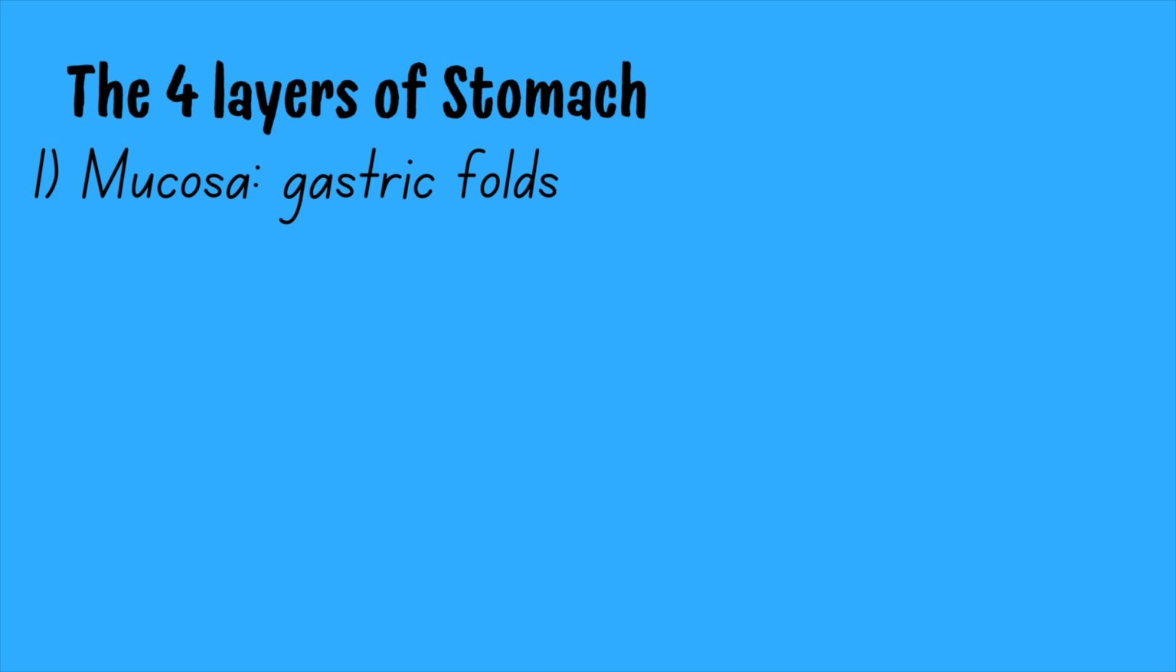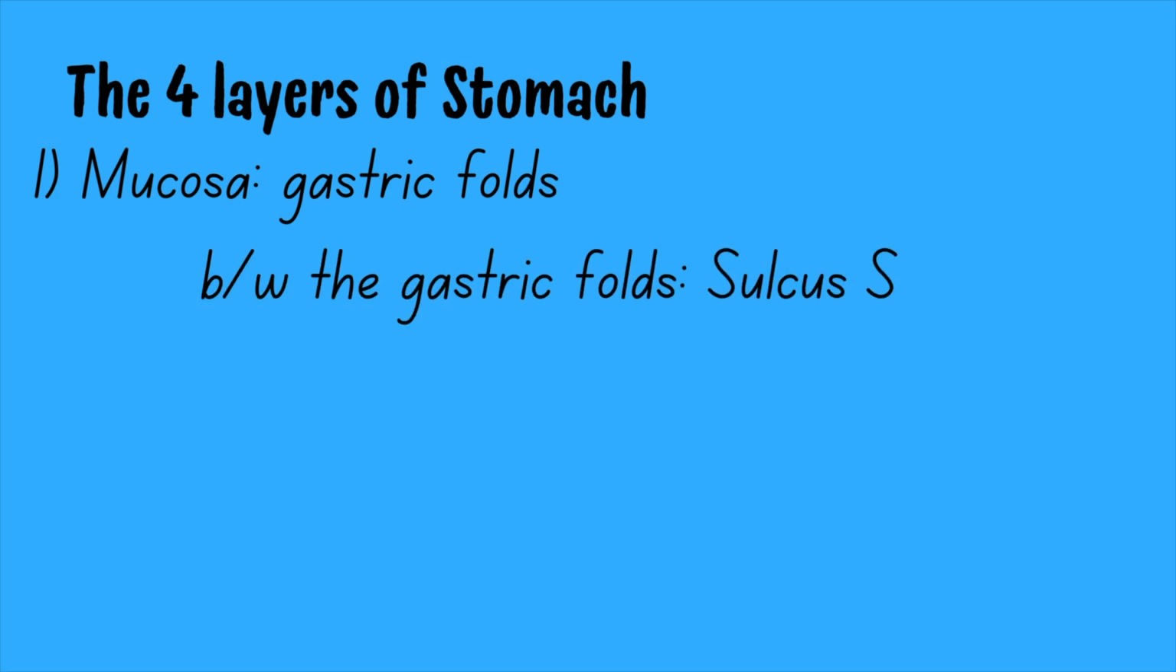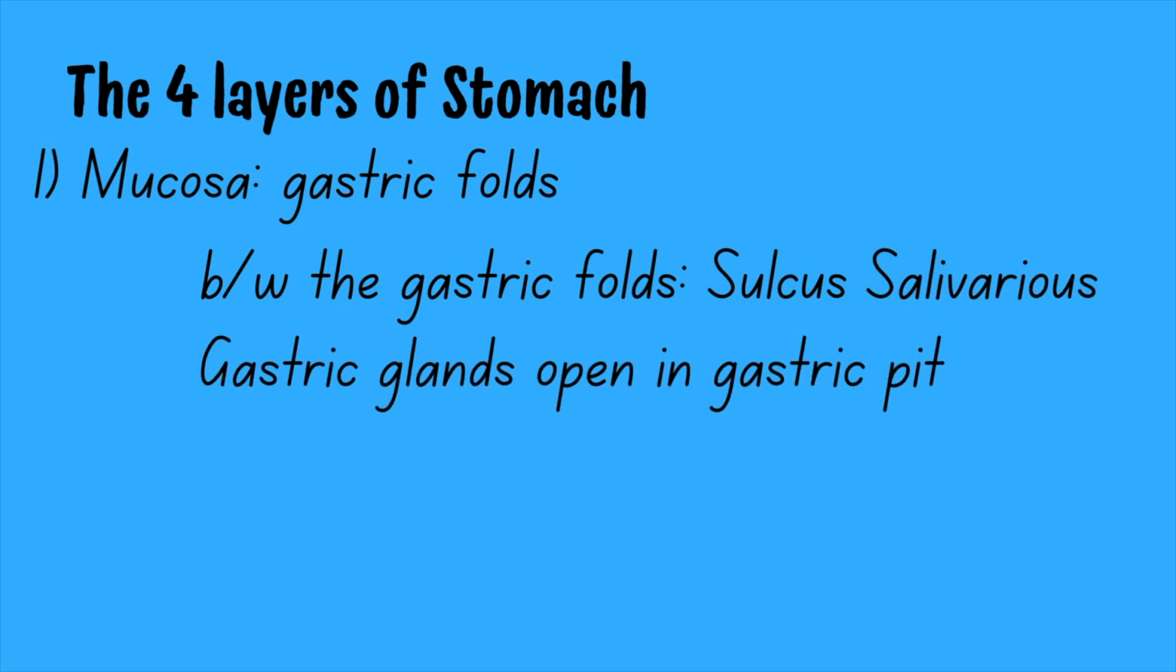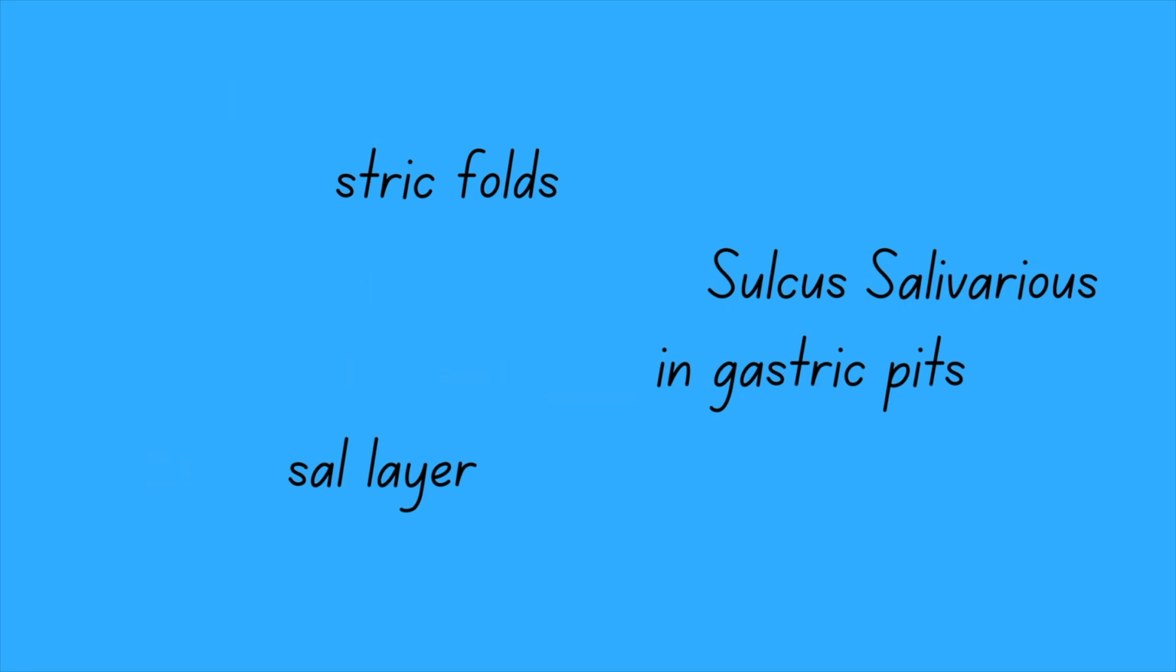The wall of the stomach is composed of 4 layers. The innermost layer is called the mucosa. It has the gastric folds, between which are formed the so-called sulcus salivarius, and gastric glands opening into the gastric pits. Below the mucosa is the submucosa. Below the submucosa is the muscular wall, which is composed of 3 layers of muscles.